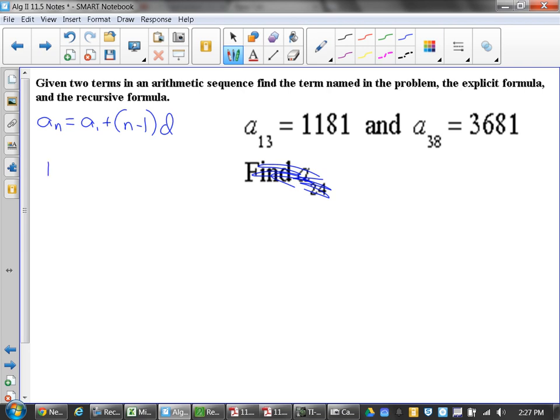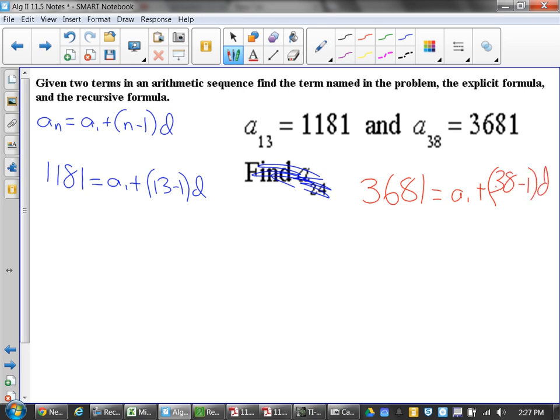So the 13th term is the first term plus 12 times my difference, and the 38th term is also the first term plus 37, n minus 1 times my difference. Remember that from a couple of days ago? We set it up as two equations. We eliminated the first term, solve for your difference.